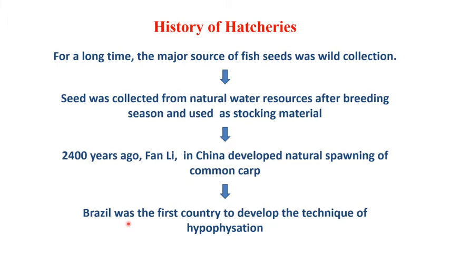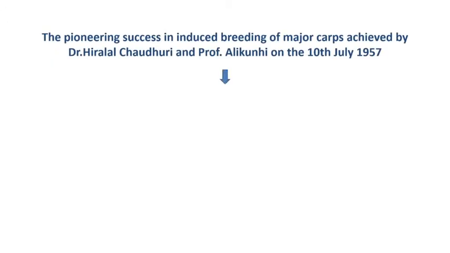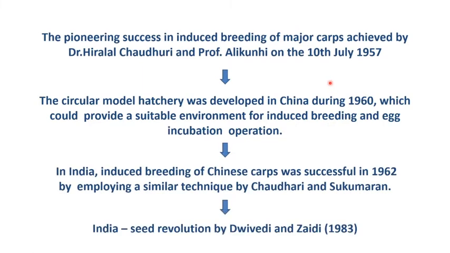Brazil was the first country to develop the technique of hypophysation, or artificial or induced breeding. The pioneering success in induced breeding of major carps was achieved by Dr. Hiralal Choudhury and Professor Alikunhi on the 10th July 1957. The circular model hatchery was first developed in China during 1960, which could provide a suitable environment for induced breeding and egg incubation operation.